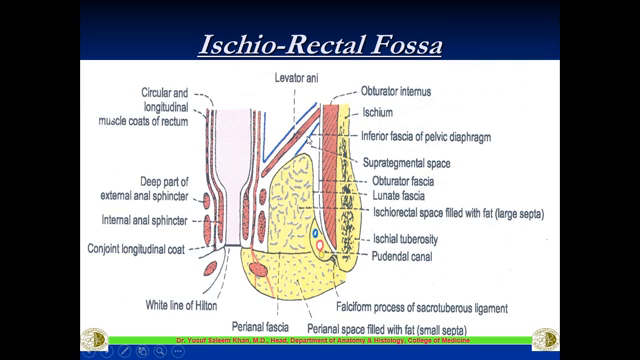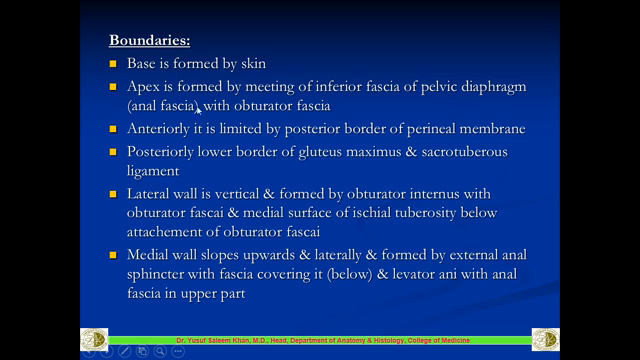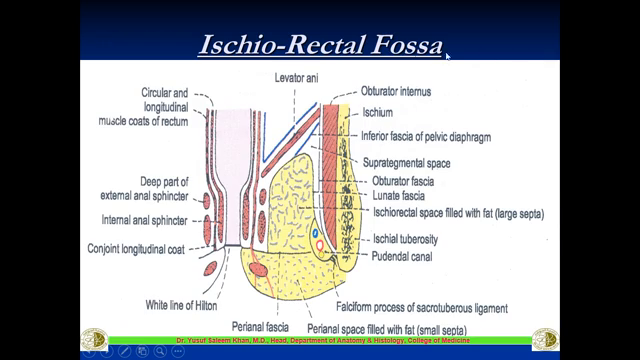This is the inferior fascia of the pelvic diaphragm, and this is the obturator fascia. These two fascia meet at an angle, and this forms the apex. The apex is formed by the meeting of the inferior fascia of the pelvic diaphragm, also called the anal fascia, with the obturator fascia. This is the obturator fascia here, because it is deep to the obturator internus, and this is the inferior fascia of the pelvic diaphragm.